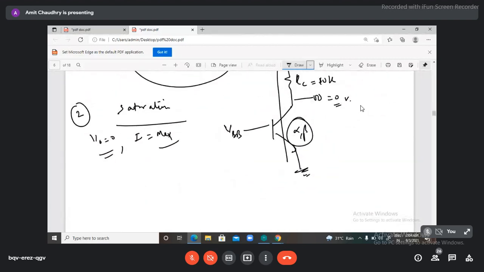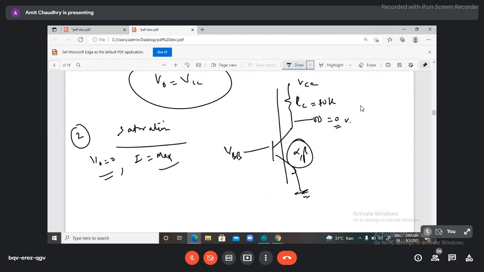Guess one, just guess. Write down. Step 1, increase the base voltage from 0.7 volts to 0.75 volts.